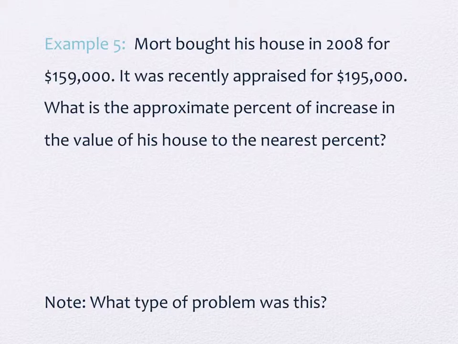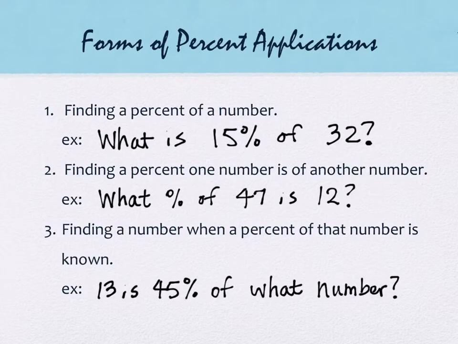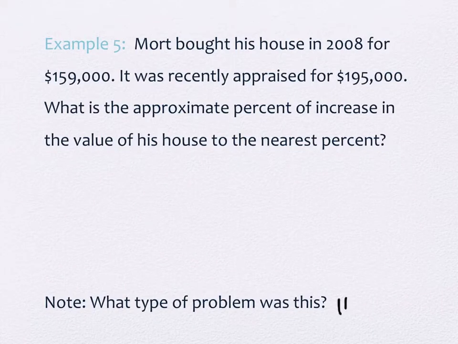Example 5. Mort bought his house in 2008 for $159,000. It was recently appraised for $195,000. What is the approximate percent of increase in the value of his house to the nearest percent? So, which type of problem is this? 1, 2, or 3? It's 2. It's finding what percent one number is of another number. This is type number 2.